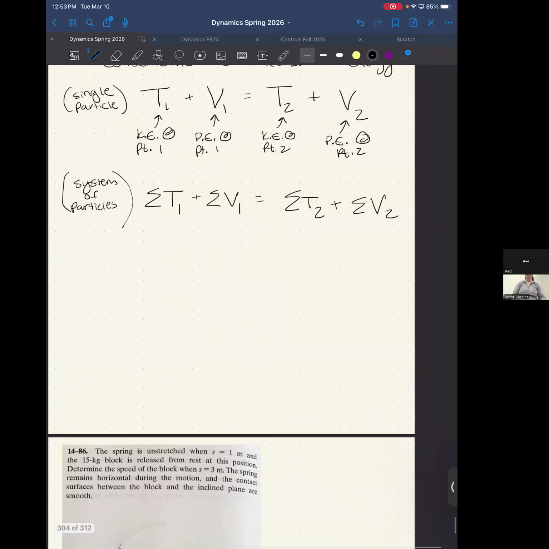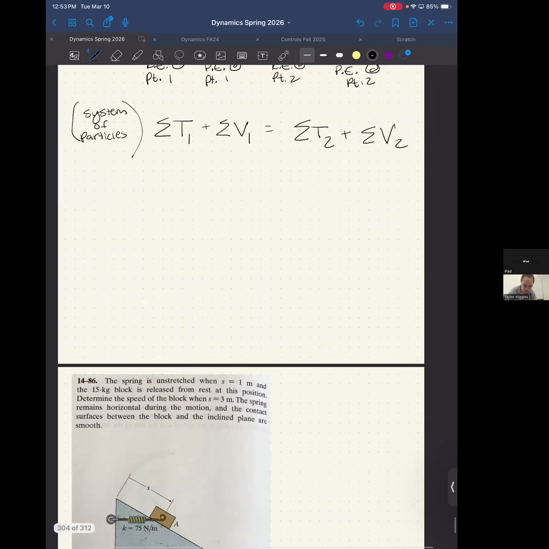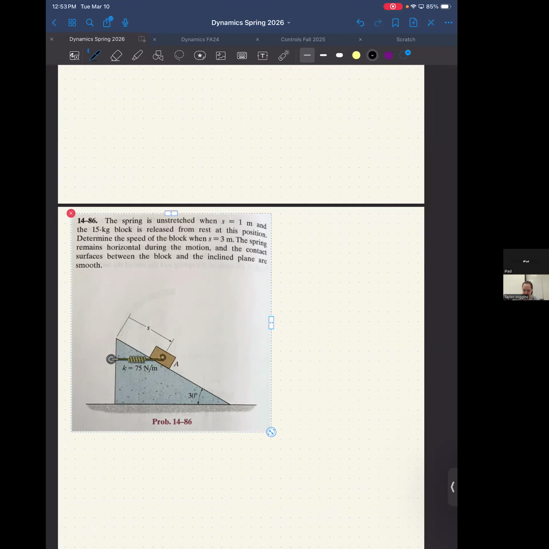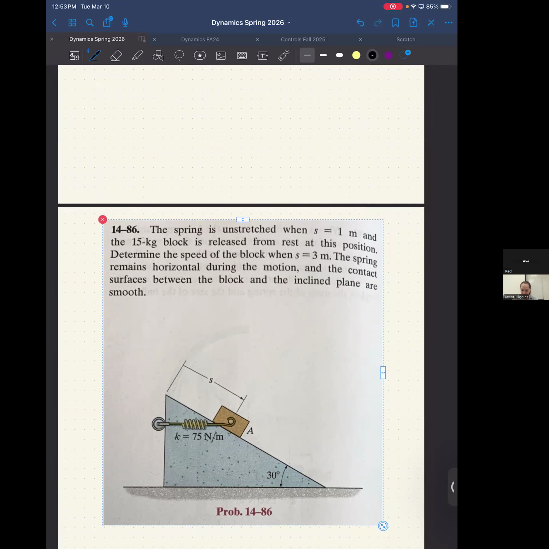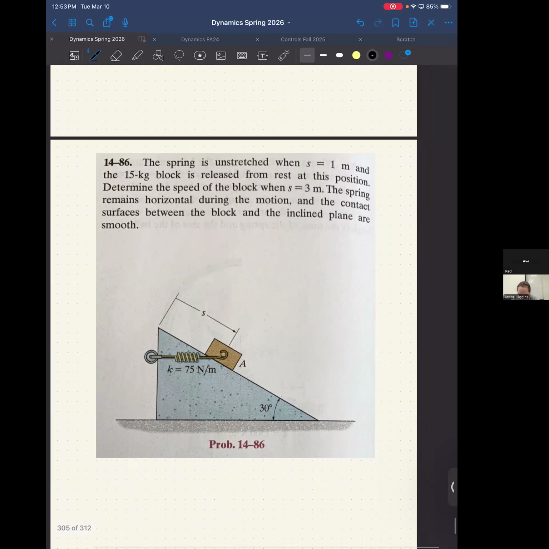Okay. All right. We ready for an example or two? Let's do it. All right. First example, I'll try to make it bigger. The spring is unstretched when s is equal to 1 meter, and the 15-kilogram block is released from rest at this position. Determine the speed of the block when s is equal to 3 meters. The spring remains horizontal during the motion, and the contact surfaces between the block and the inclined plane are smooth.